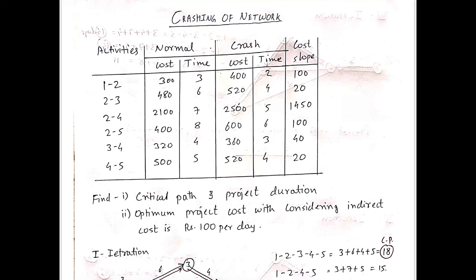and we have to then find out the optimal project cost considering the indirect cost, that is 100 per day. So in this numerical, first of all we have to find out the cost slope. The formula to find out cost slope is: crash cost minus normal cost upon normal time minus crash time, as we have discussed previously. So by using this formula, we find out the cost slope of each activity.